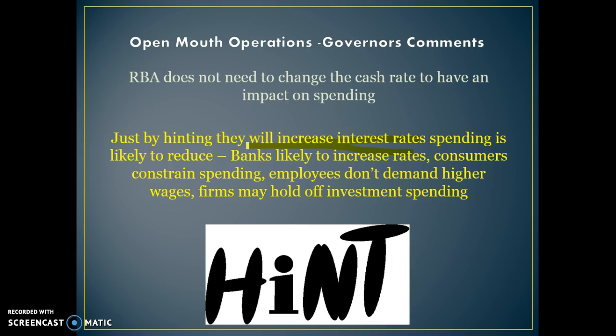So what happens is if the RBA comes out and announces higher interest rates, it can slow down consumption spending. Employees are less likely to demand a higher wage because they know that inflation is going to be under control. Firms might start to hold off investment spending because they know that they're going to be experiencing high borrowing costs in the future if they go into debt. So all of these things will happen just by the RBA announcing that they're going to raise the cash rate. It will slow consumption spending, it will slow investment spending, it will reduce the workers demanding a higher wage and have some positive impacts on slowing down the level of inflation.